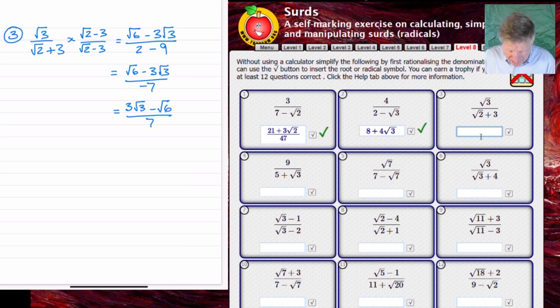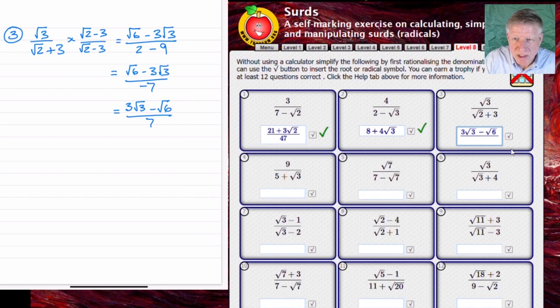So that, I think, is going to be the correct answer. So I'll type it in, 3 root 3, and then I need to come out of the square root sign by pressing the right arrow, just to come out of the square root sign there, and then minus root 6, and then select all that by holding down Shift and the back arrow, then press the forward slash to get onto the bottom of the fraction, and then click check.